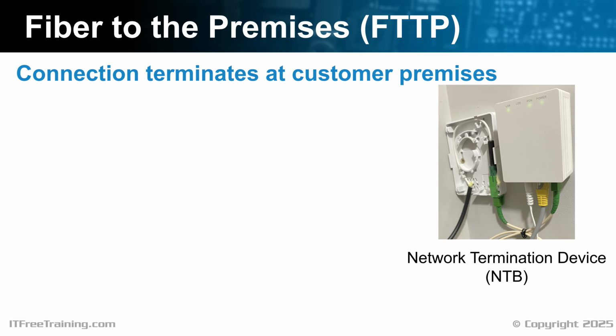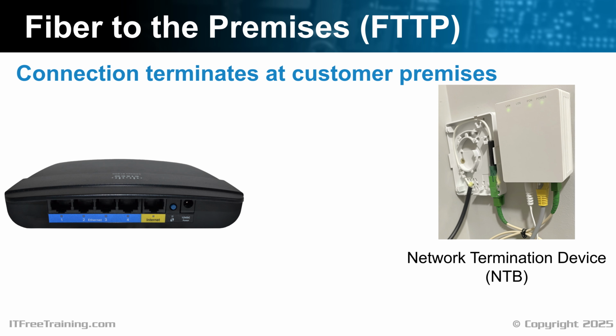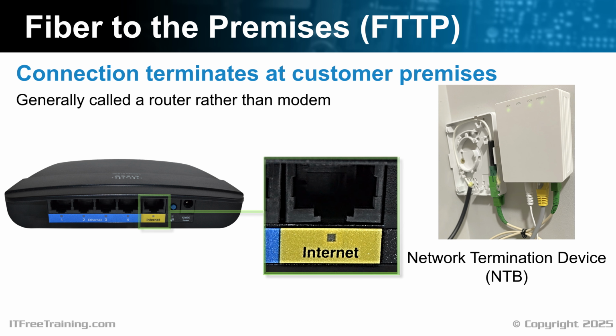Fiber to the premises uses a network termination device, or NTB, that will be physically located at the customer's premises. The customer then connects their router to the NTB. In the case of fiber to the premises, the device you use to connect will generally be called a router rather than a modem. To understand why, consider that the WAN connection on the back of the device is an RJ45 connection. The connection to the NTB is a straight-through network cable. In the old days, a modem connected to a phone line and used the phone line to transmit a signal.